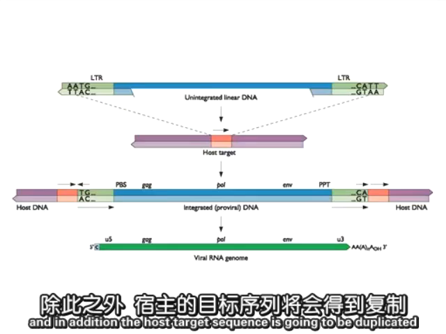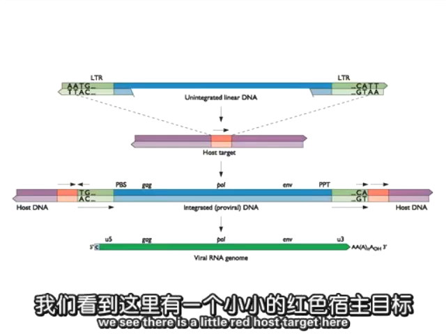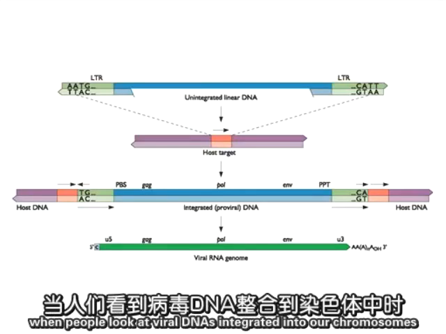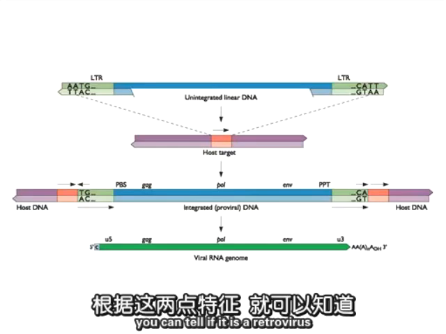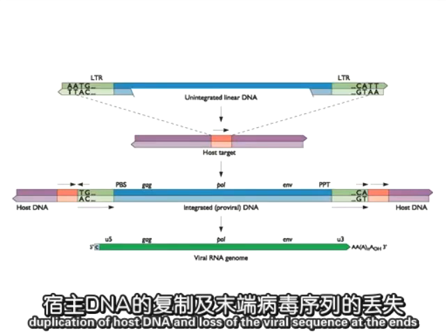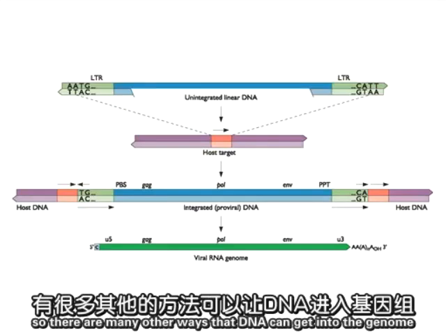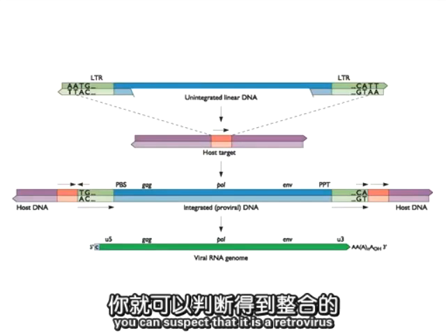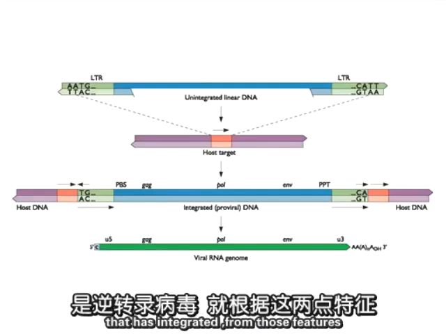And in addition, the host target sequence is going to be duplicated. So you see there's a little red host target here. You now see it at either side of the proviral DNA. When people look at viral DNAs integrated into our chromosomes, you can tell if it's a retrovirus because of those two features: duplication of host DNA and loss of the viral sequence at the ends. So there are many other ways that DNA can get into the genome, but if you see those two features, you can suspect that it's a retrovirus that has integrated from those features.